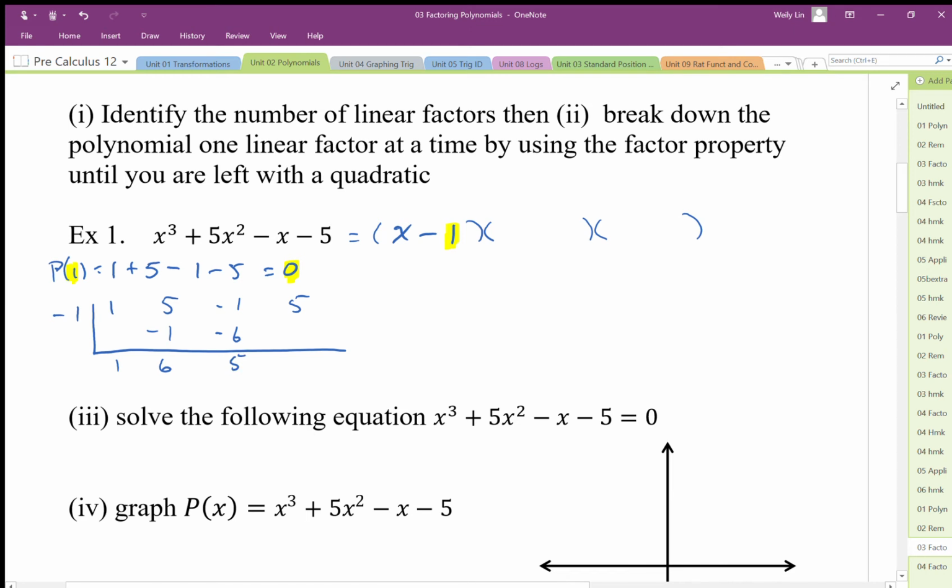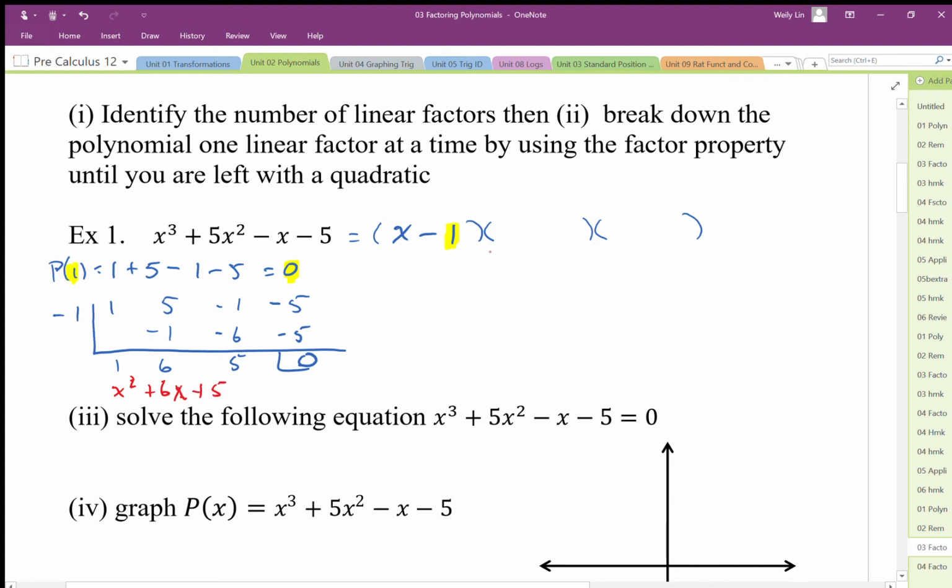Is that right? Oh, that should be negative 5 here. That's right. So negative 1 times 5 is negative 5. I have to get a remainder of 0. Otherwise, something went wrong somewhere. And this indicates then that my remaining quadratic is x squared plus 6x plus 5.